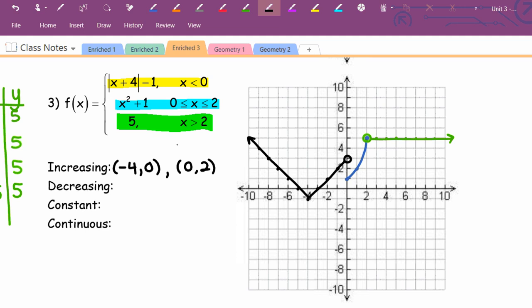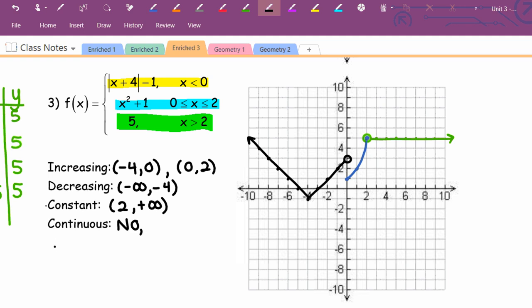Where is this decreasing? Luke, from where to where would this be decreasing? -infinity to -4. Perfect. When is this function constant? Perfect. Is this function continuous?